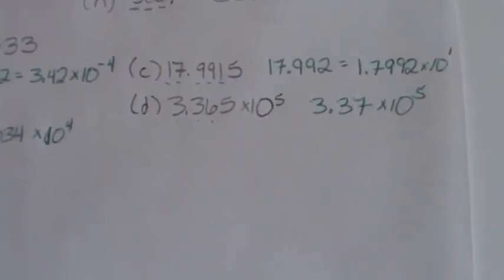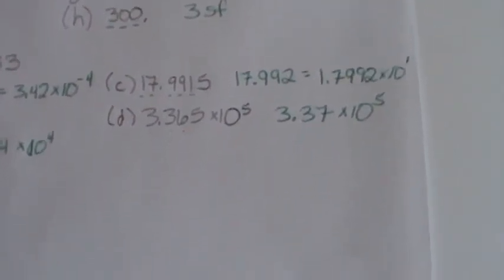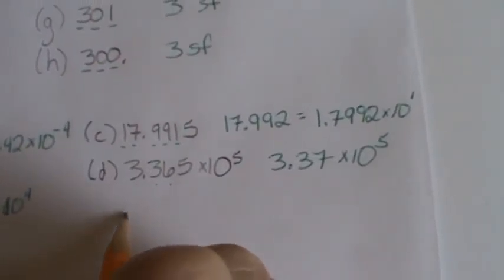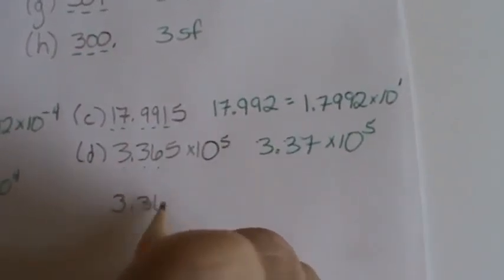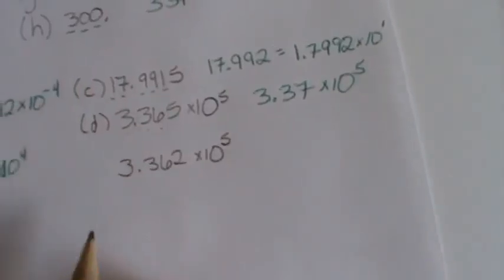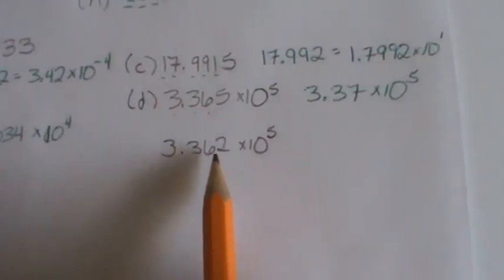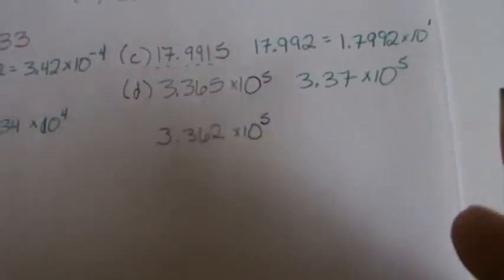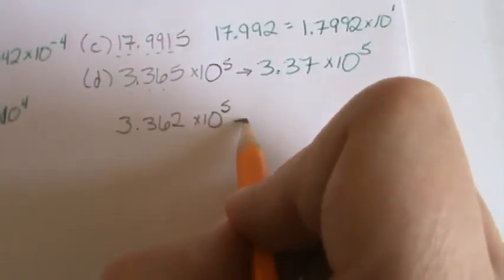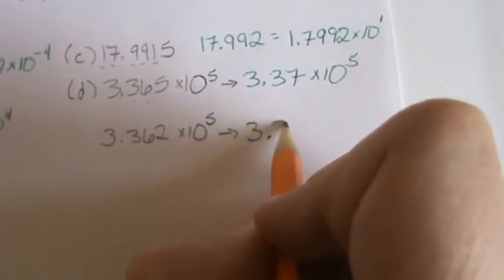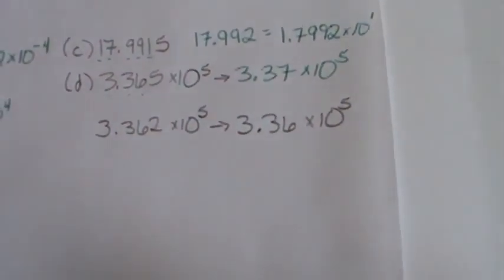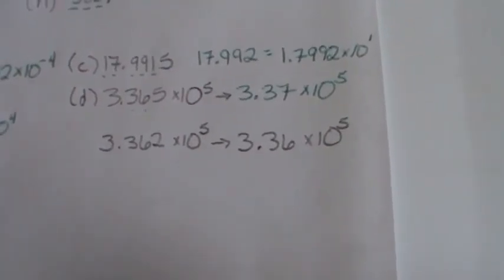All right, what I want to do is one additional one here. Let's imagine that we have 3.362 times 10 to the 5th instead of a 5. Just to review, the 2 means that we would round this one down, and just as that becomes 3.37, this one would become 3.36 times 10 to the 5th. That way we remember that we're not always rounding up.